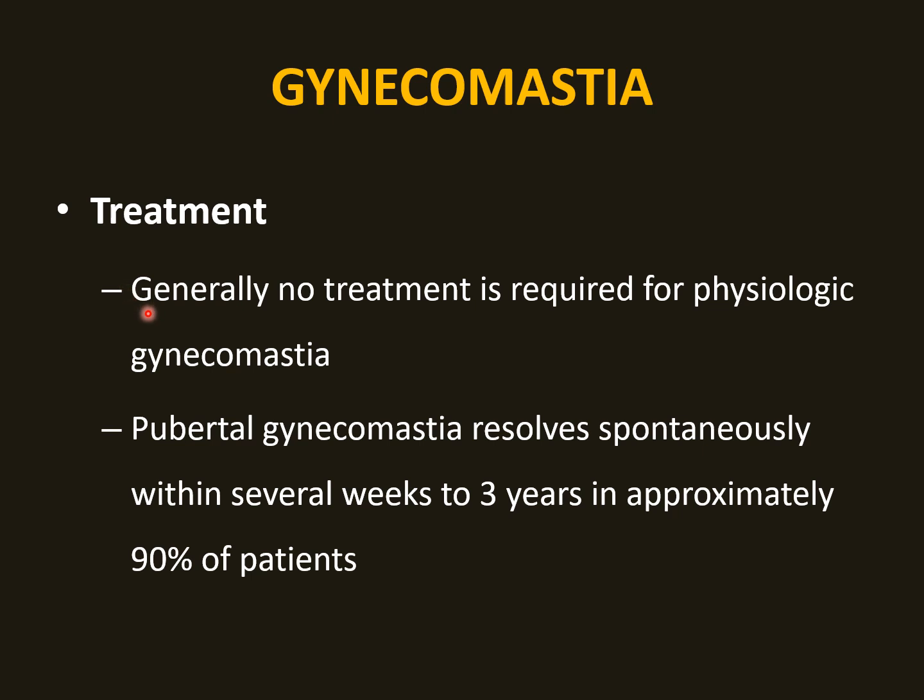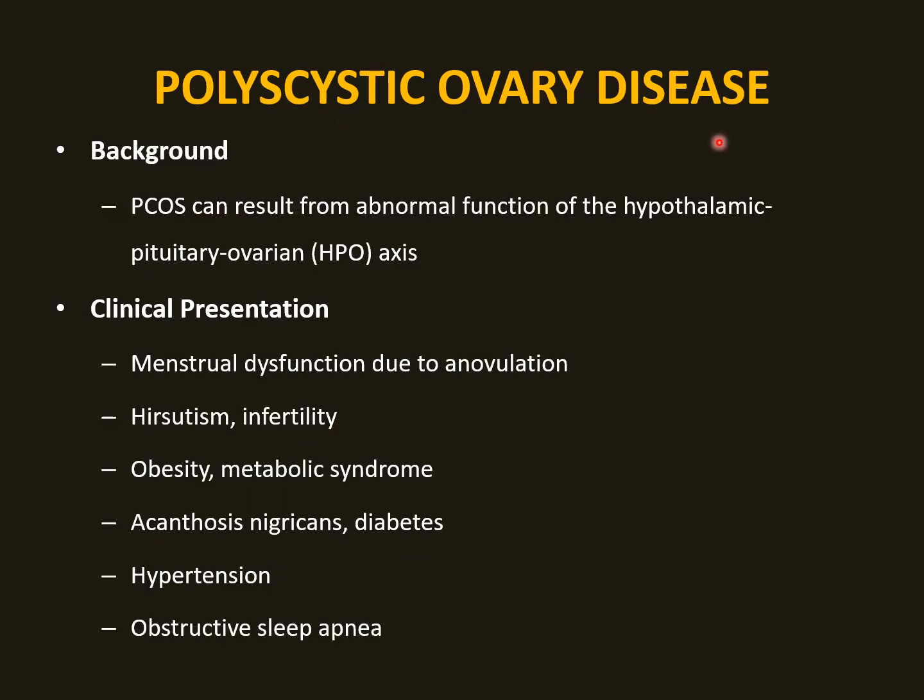Treatment of gynecomastia: generally no treatment is required. Pubertal gynecomastia resolves spontaneously within several weeks to 3 years. Polycystic ovary disease can result from abnormal function of the hypothalamic pituitary ovarian axis. Clinical presentation: menstrual dysfunction due to anovulation, hirsutism, infertility, obesity, metabolic syndrome, acanthosis nigricans, diabetes, hypertension, obstructive sleep apnea.